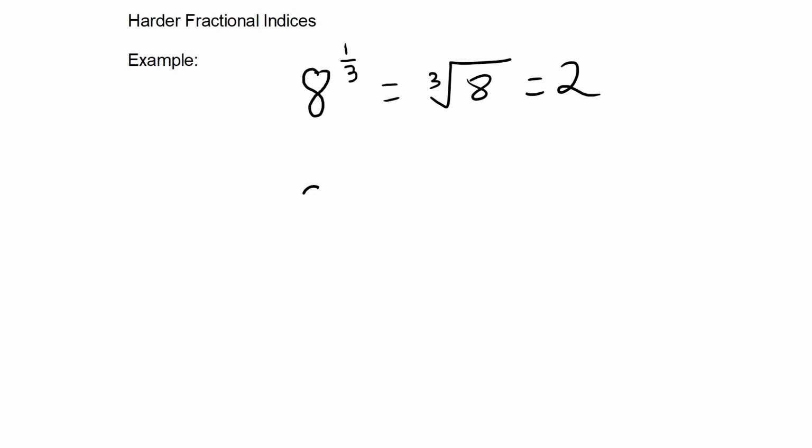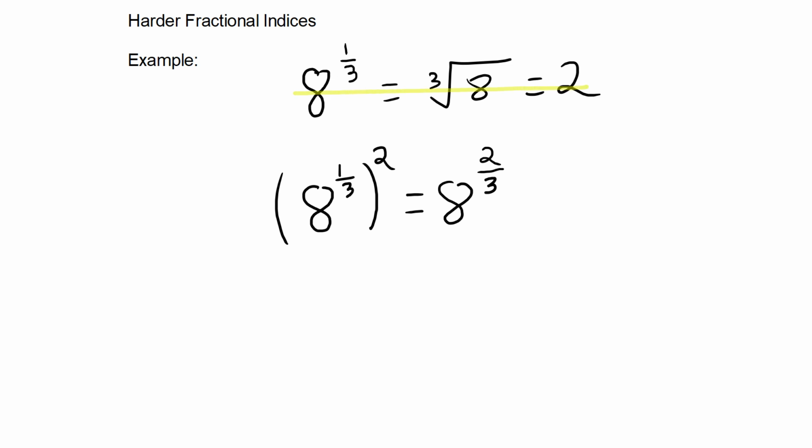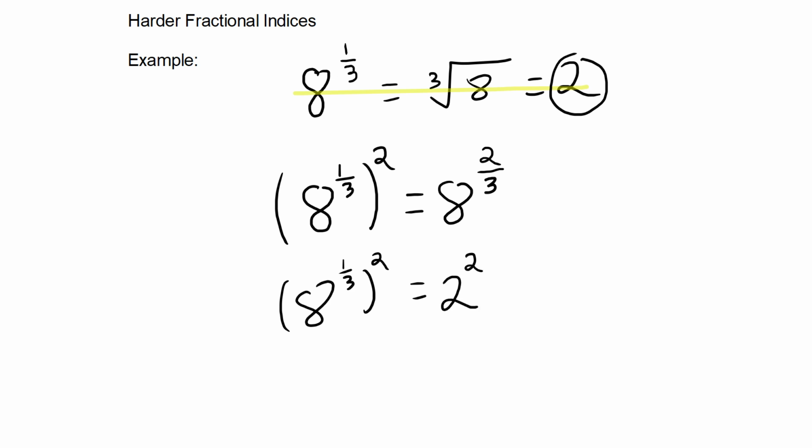Now, with that in mind, let's see if we can work out what 8 to the power of 1/3 all squared is going to be. Well, as an index, or as a power, we know that from the power of a power rule, we're going to multiply the powers, which will give us 8 to the power of 2/3. But from what we have here, we have 8 to the power of 1/3 squared. Squaring both sides will give us 2 squared, because 8 to the power of 1/3 is 2, which just gives us 4.